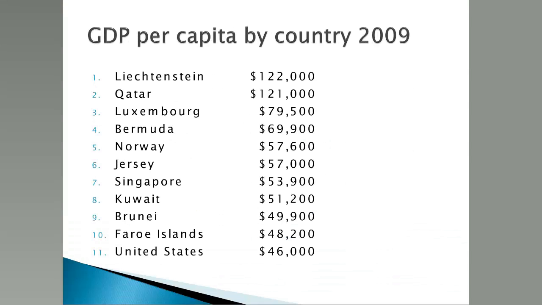Here's a list of the top 11 countries by their GDP per capita. This information can be obtained from the CIA World Factbook online.